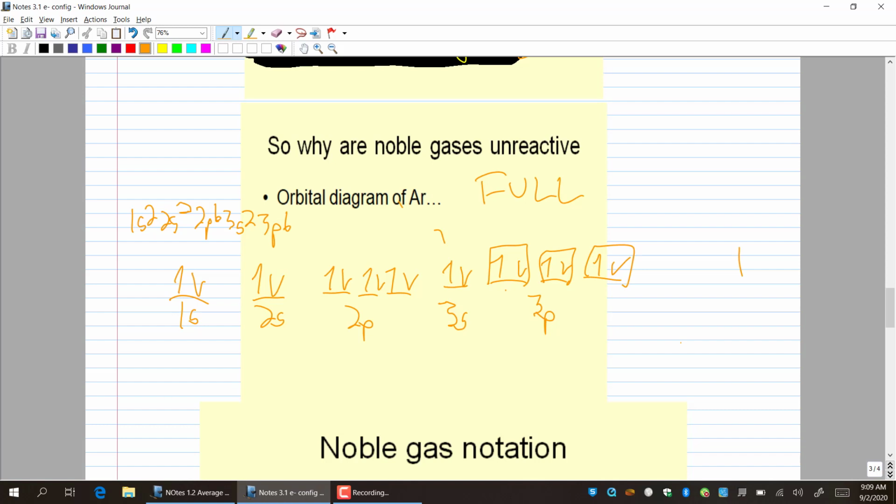So why are noble gases unreactive? Because they are full. How about that? That's it. They're unreactive because they're full.